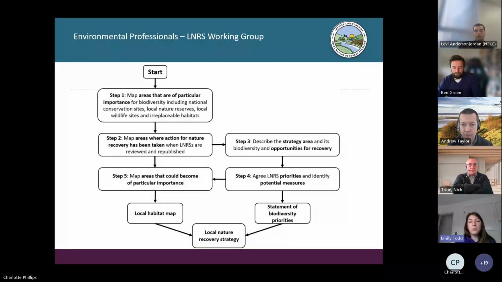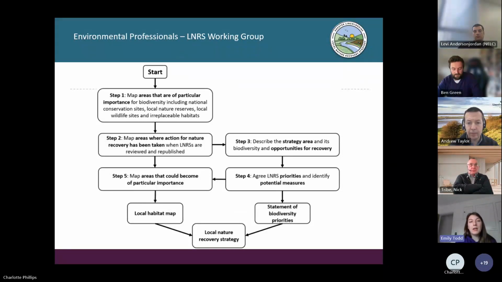Step 2 doesn't actually come in until the review of the strategy, which is in about 3 to 10 years' time after publication. That's to identify areas where actions have taken place. So for this iteration of the LNRS, we'll be going straight to step 3, which is describing the strategy area and its biodiversity, as well as opportunities for recovery. This will then help us identify and agree our LNRS priorities and potential measures. These will then be used in step 5 to help map areas that could become of particular importance.